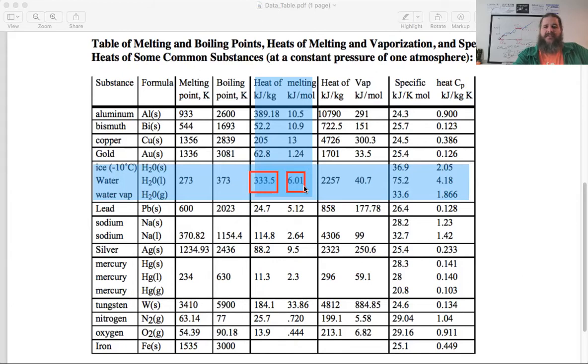If you're measuring the mass of the substance in kilograms or grams, you'd use this one. If you're measuring the substance in terms of how many moles of it there are, then you'd use the 6.01 instead. So either of these work, they're both equivalent, but the important thing is to use the one that matches up with the units you're already using. So for instance, let's say we want to melt 5 kilograms of ice. Which one of these would we use?